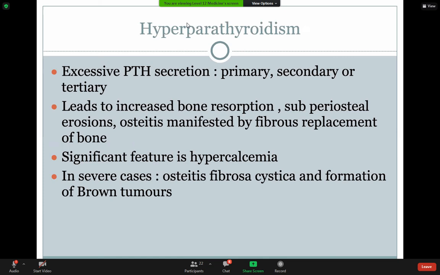Okay, now we'll talk about hyperparathyroidism. This is excessive PTH secretion. It can be primary, secondary, or tertiary. It leads to increased bone resorption and subperiosteal erosions, osteitis, which is manifested by fibrous replacement of bone. The significant feature is hypercalcemia, so high calcium in the serum. In severe cases, you can get osteitis fibrosa cystica and formation of brown tumors in the bone.